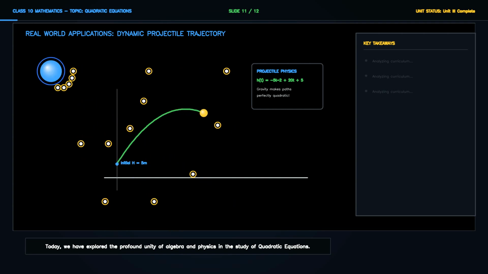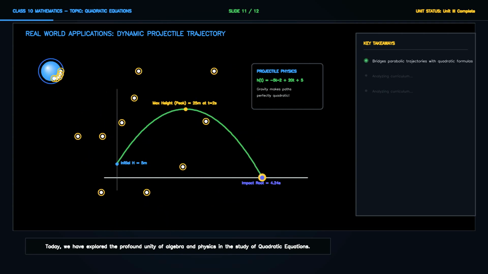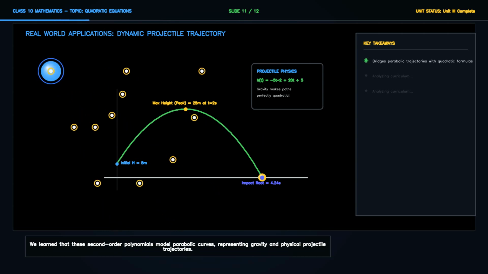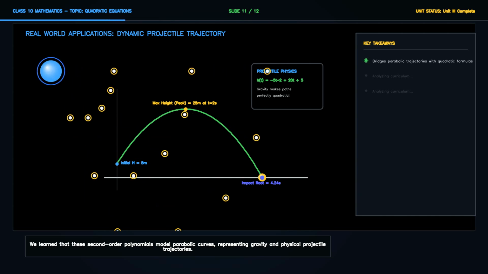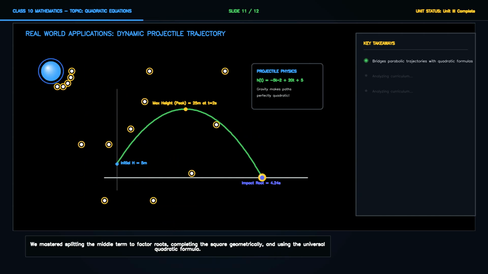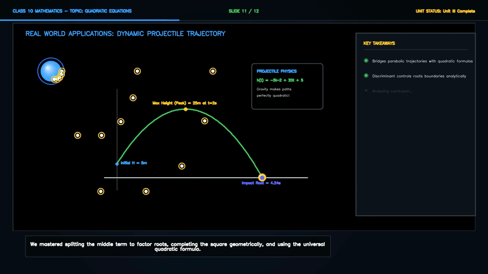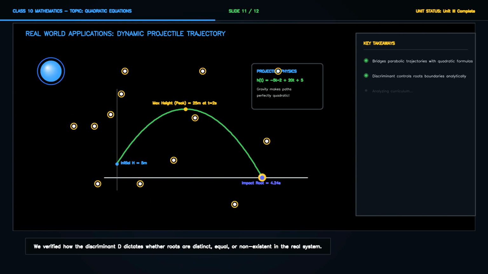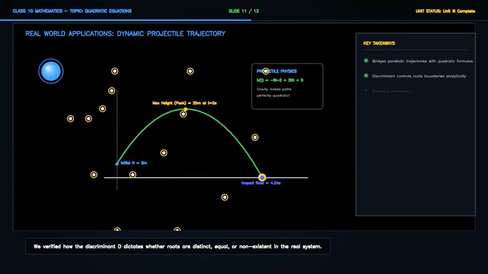Today, we have explored the profound unity of algebra and physics in the study of quadratic equations. We learned that these second-order polynomials model parabolic curves, representing gravity and physical projectile trajectories. We mastered splitting the middle term to factor roots, completing the square geometrically, and using the universal quadratic formula. We verified how the discriminant D dictates whether roots are distinct, equal, or non-existent in the real system.